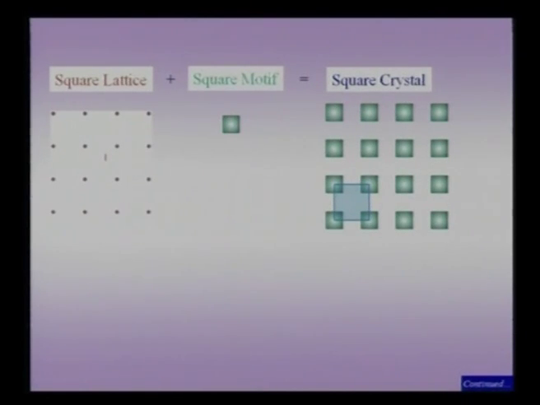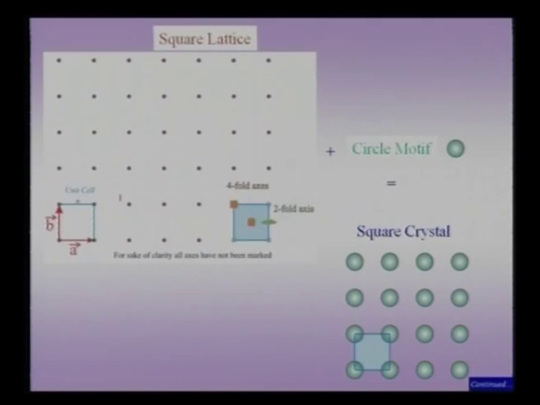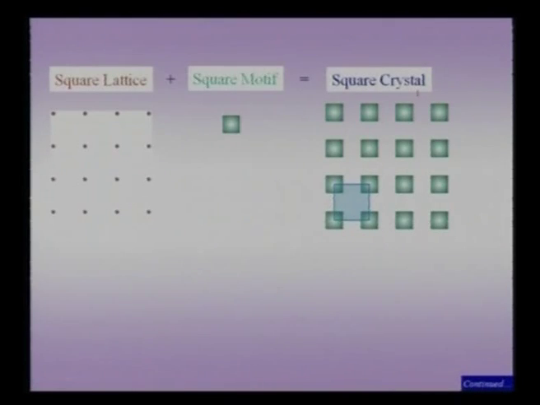So what I do, I take my previous square lattice, which we saw before was generated using basis vectors A and B, where mod of A is equal to mod of B. And now I make a crystal, and the crystal is shown on the right hand side. The crystal obviously now consists only of squares at each one of the lattice points, and as I can define a cell for the lattice, I can also define a unit cell for the crystal, which is shown in blue color.